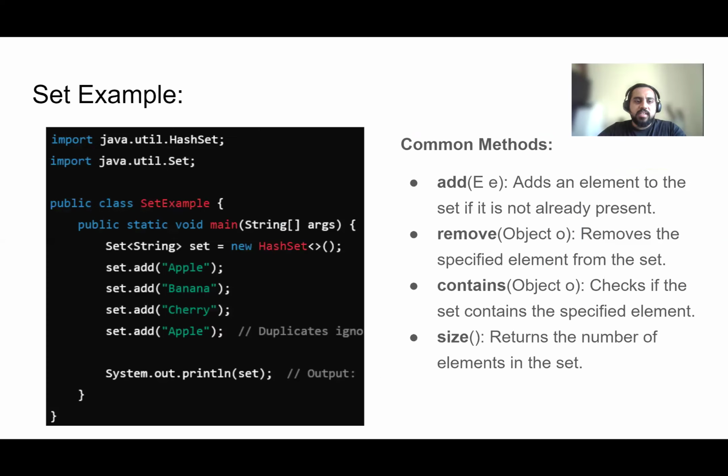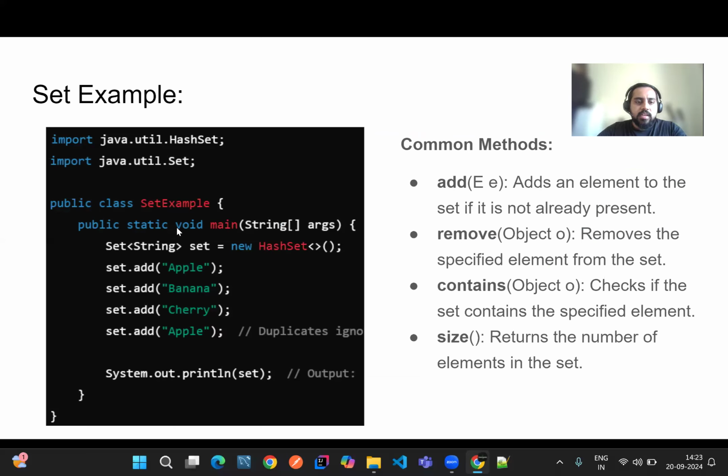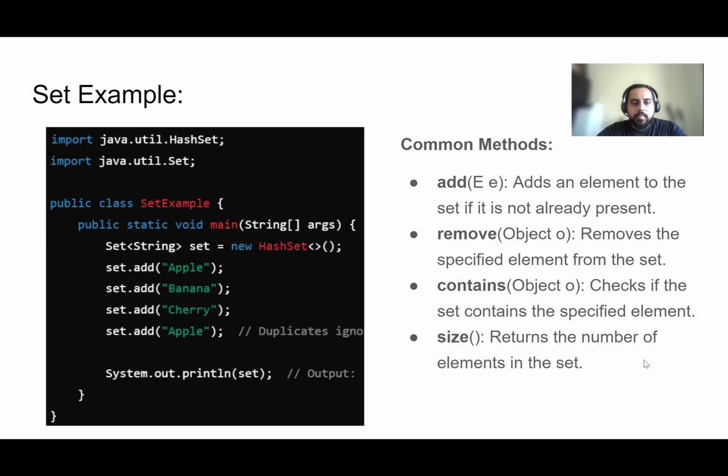So let's see a Set example. I've created one HashSet here and I'm trying to add all the values to it. In a set, duplicates are not allowed. So I'm trying to add an apple, which has already been added in a previous statement, but it will ignore this. When I print the output, it will print apple, banana, cherry, or something similar. add is the method used to add an element. remove removes a specified element from the set. contains checks if the set contains a specified element or not. size returns the number of elements in the set.